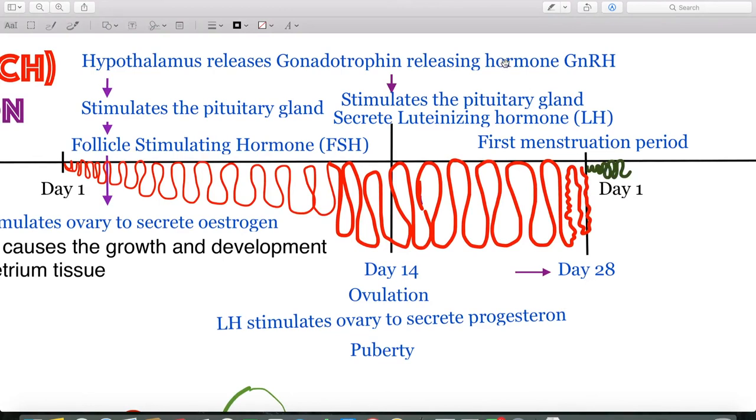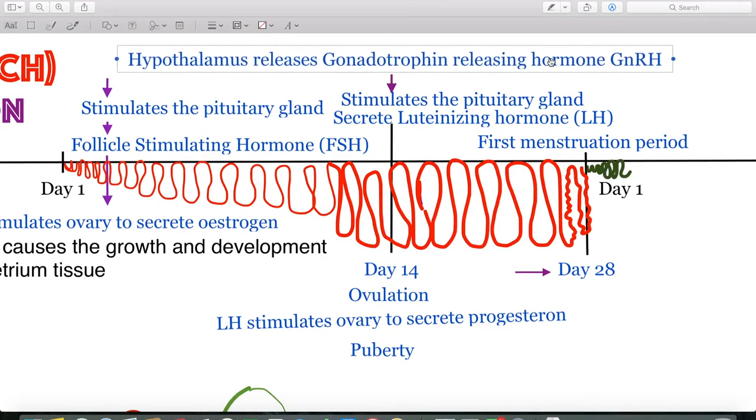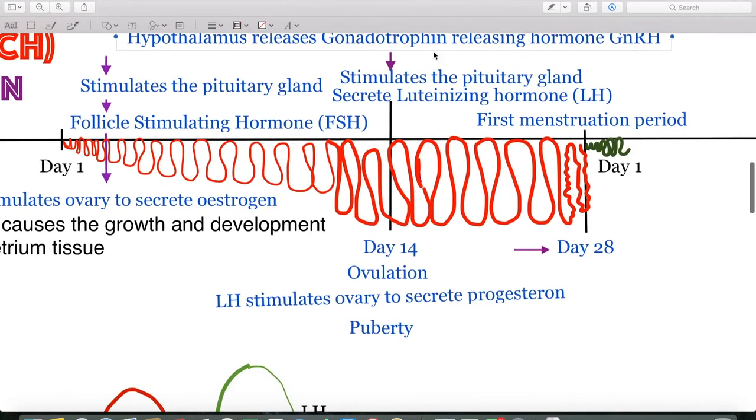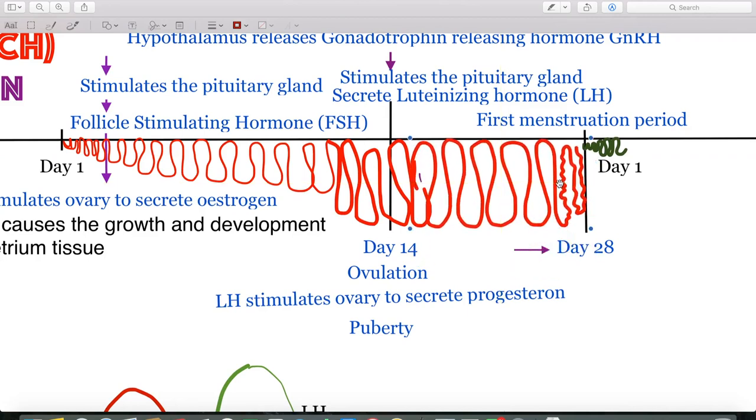Now from day one again, day 28 done, on day one again the hypothalamus releases gonadotropin releasing hormone, which stimulates the pituitary gland to secrete follicle stimulating hormone. So we're coming back to the same thing again: the follicle stimulating hormone will stimulate the ovary to secrete oestrogen. So you have oestrogen building the new endometrium tissue back. When you have new endometrium tissue, the old endometrium tissue is pushed out, which is the menstruation period.